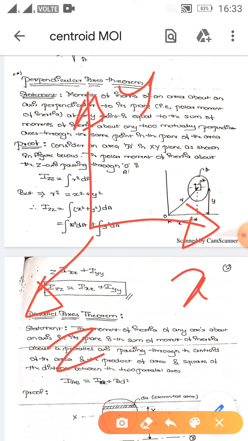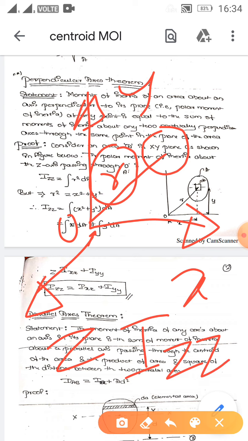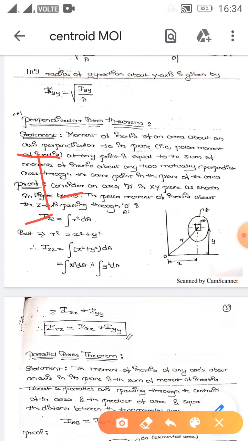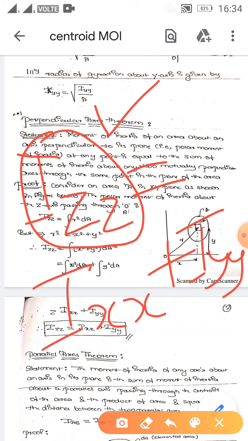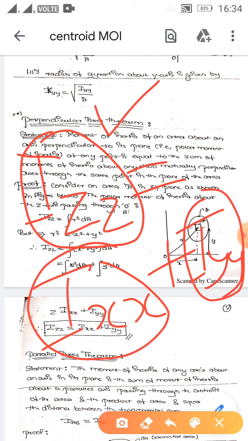The polar moment of inertia: if we have any area and take the distance as r, the distance r is with respect to z, from the origin. So the moment of inertia of any section with reference to point O is the polar moment of inertia, that is Izz. Polar moment of inertia Izz is equal to the sum of the moment of inertia of the same section along the two mutually perpendicular directions, that is Ixx plus Iyy. That means the moment of inertia along the polar direction should be equal to the sum of these two, Ixx plus Iyy, of the same section.